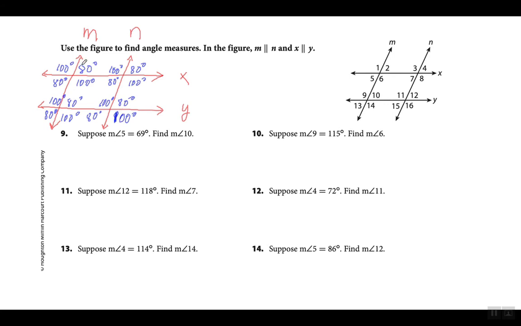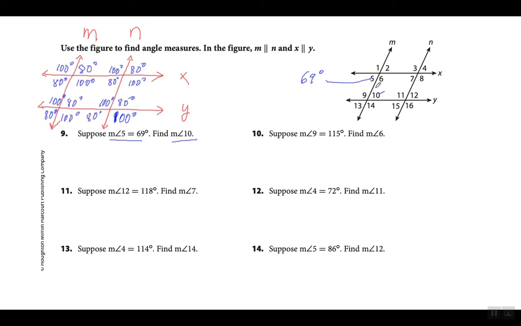Okay, now look, when I look at the question, let's do the first one. It says suppose the measure of angle 5 is 69, right? Here's the angle 5. And this one's 69 degrees. Okay, find the measure of angle 10. Angle 10 is this one, and okay, so let's look.